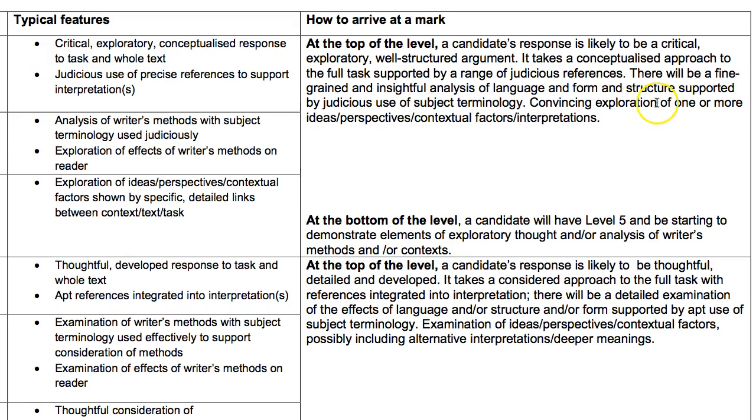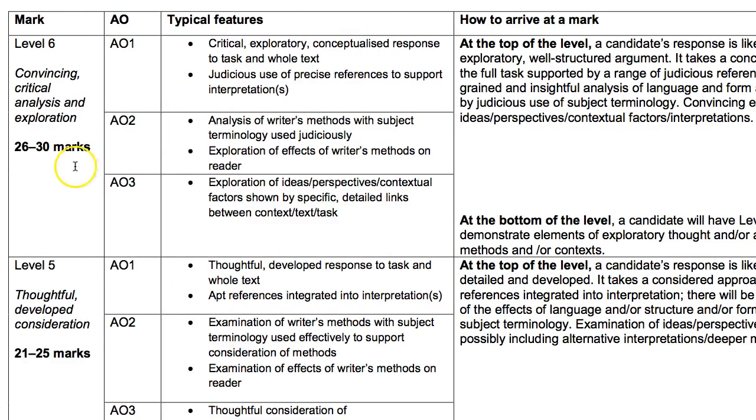Did I have a convincing exploration of one or more ideas? Yes, I had loads of interpretations in there. So I hope you can see that that approach, going through the themes, will always get you the top marks. And even if you don't get all the marks, you'll still get enough to get into that top band.